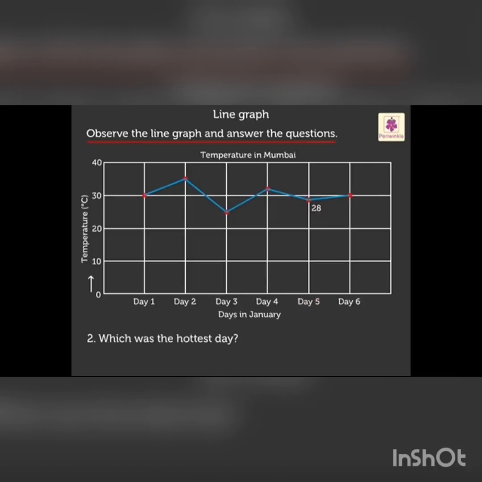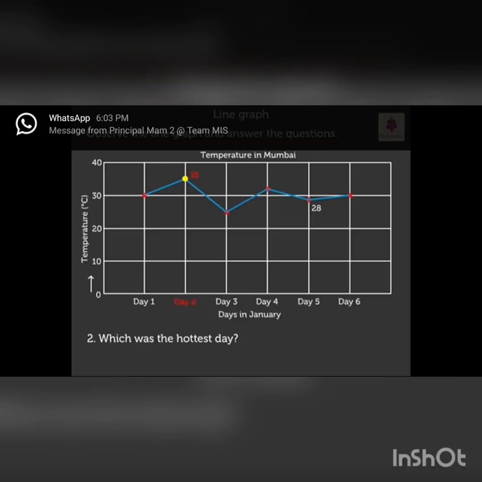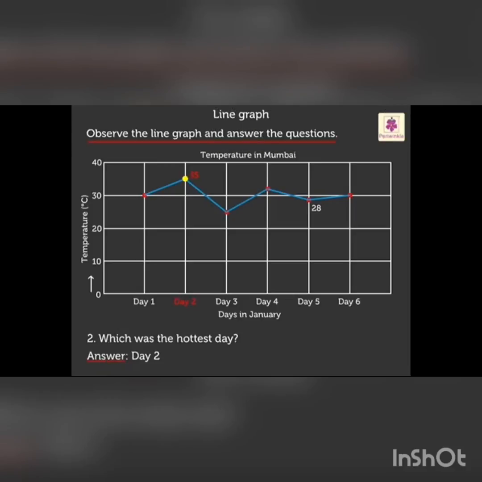Which was the hottest day? For the highest, we just check the highest peak. Yes, 35 is the temperature, and it was on day 2. Which was the coldest day? You just check where the lowest peak is. Yes, 25, and it was day 3.